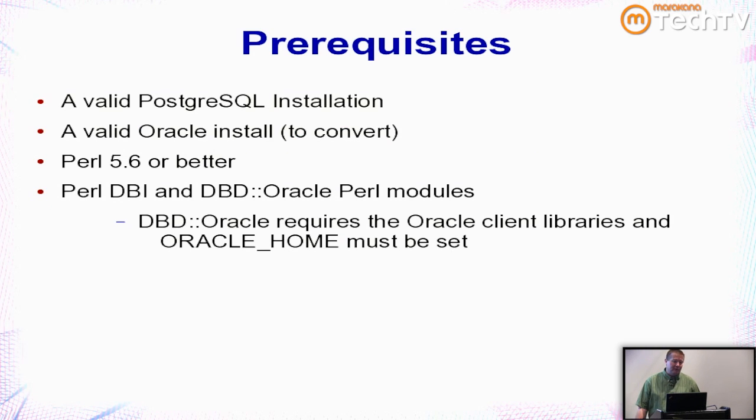In terms of prerequisites, you need a valid Postgres install, a valid Oracle install, and at least version 5.6 of Perl. Likewise, just as a side note, the Oracle install and the Postgres install do not have to live on the same boxes where you install ora2pg.